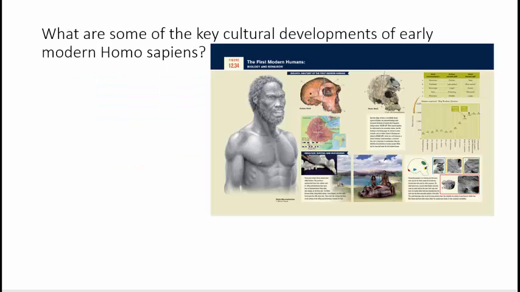Question: what are some of the key cultural developments of early modern Homo sapiens? Early modern Homo sapiens developed a number of new cultural traditions. Building upon the cultural development of archaic humans, early modern humans intentionally buried their dead. However, they also interred deceased individuals with a variety of grave goods, reflecting a greater symbolic development. Early modern humans showed greater amounts of art, especially the extensive cave art found in several caves in France.